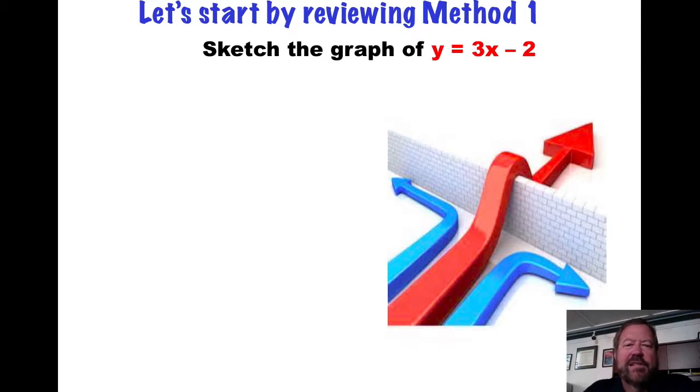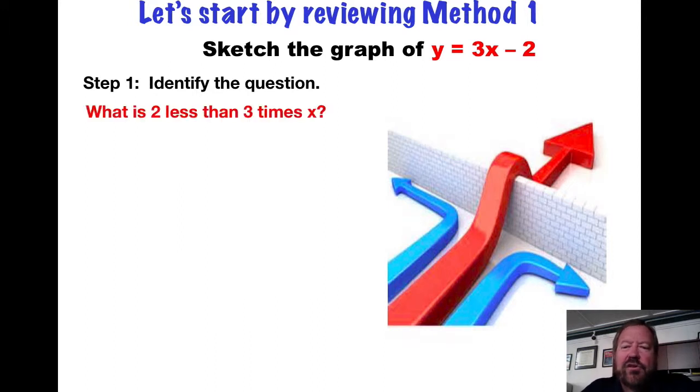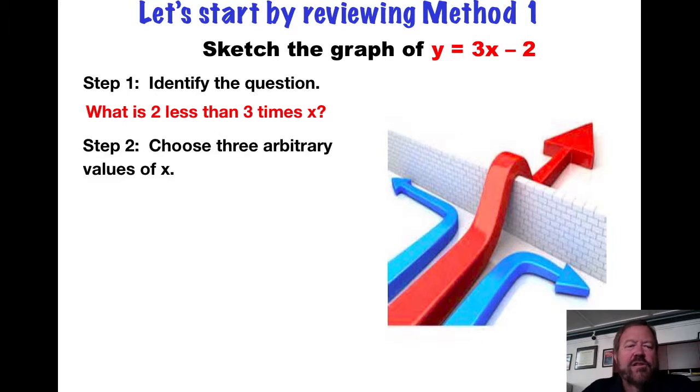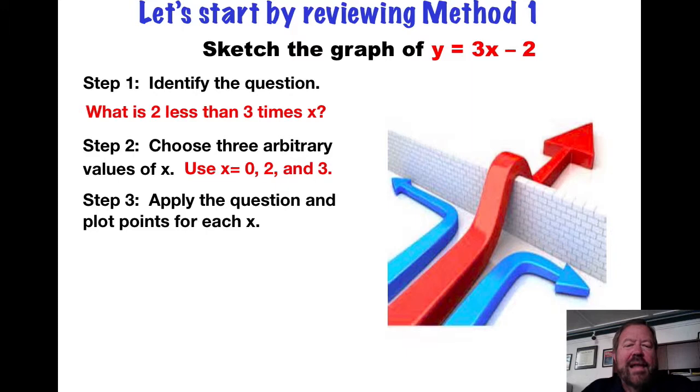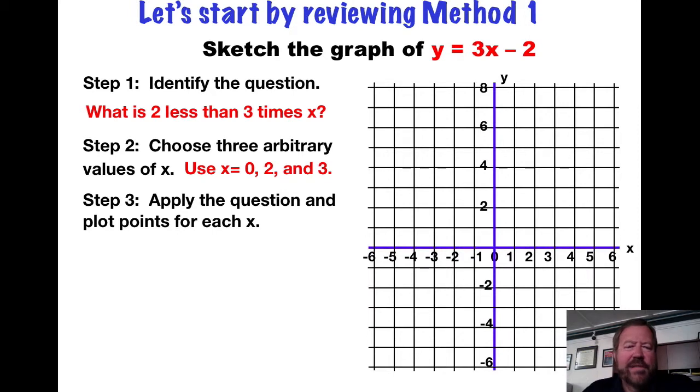We have a phrase here that says sketch the graph of y equals 3x, take away 2. And the method we taught the kids with method 1 was first identify the question associated with the equation. See, every equation has a question associated with it. And the question here is, what is 2 less than 3 times the value of x? What is 2 less than 3 times the value of x? So step 2 was to choose 3 arbitrary values of x. And here in this example, I chose 0, 2, and 3. And step 3 was apply the question and plot points for each x. Notice the graph comes in.